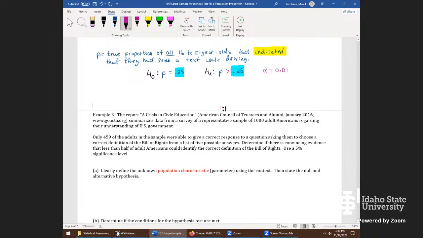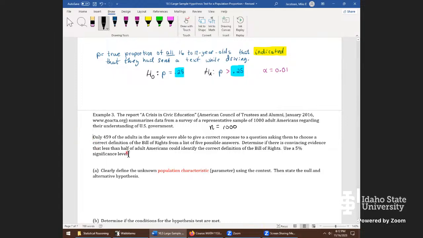And here's our example 3. This one looks like really pretty serious data this time. It says the report, A Crisis in Civic Education, American Council of Trustees and Alumni. This was a 2016 study, so it's getting a little bit older. You can look it up if you like, but that's a website, so it's probably going to change a lot. It summarized data from a survey of a representative sample of 1,000 adult Americans regarding their understanding of the US government. So already we have a sample, n equals 1,000, to start out.